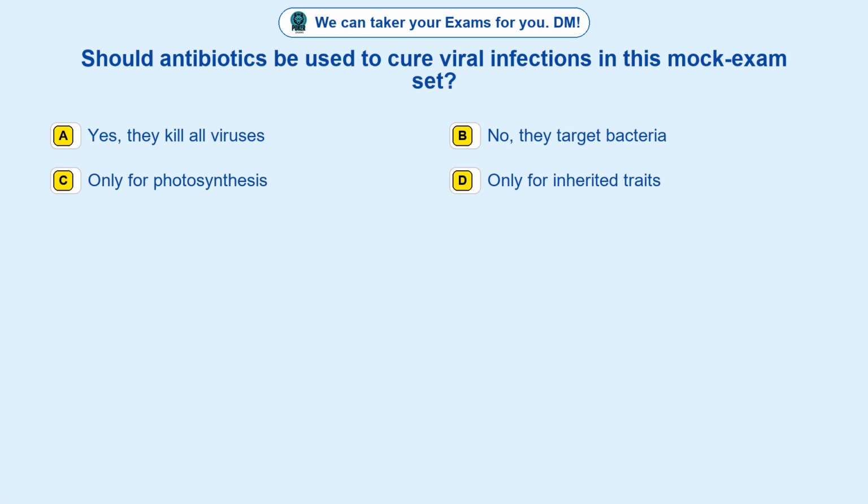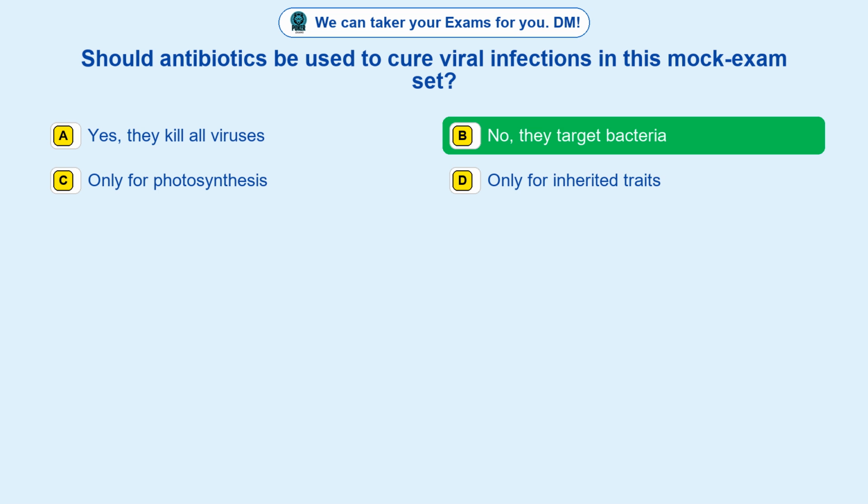Question 13. Should antibiotics be used to cure viral infections in this mock exam set? Option A. Yes, they kill all viruses. Option B. No, they target bacteria. Option C. Only for photosynthesis. Option D. Only for inherited traits.